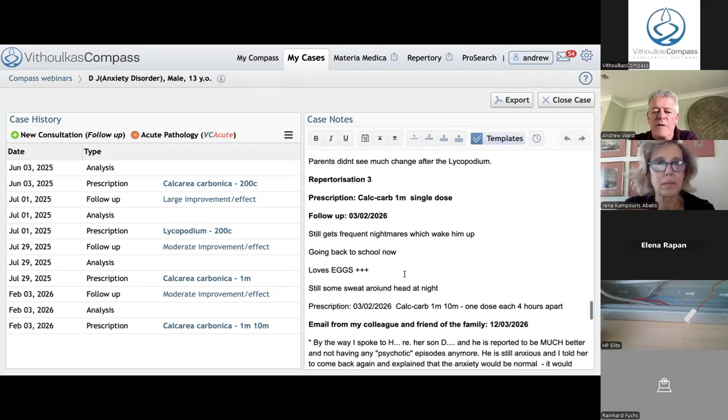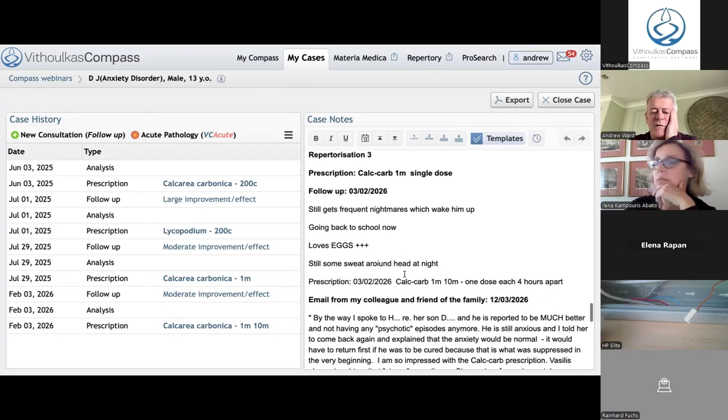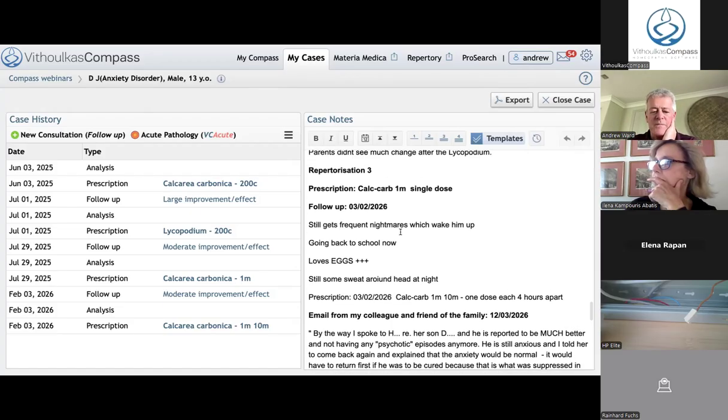And the follow-up for this was on the 3rd of February this year. Still getting frequent nightmares which wake him up. Going back to school now, loves eggs. Still some sweat around the head at night, not so much. Still progressing. He's had no more of the episodes of going into this other world. This has all stopped.